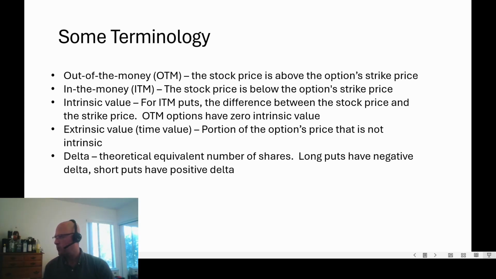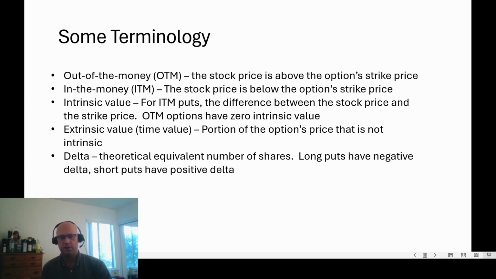And the last term that we'll probably use is delta. I have videos on how to calculate delta elsewhere on this channel, but for the sake of this video, you can think of delta as the theoretical number of equivalent shares of that underlying stock. So if an option has, for example, 30 delta, it means you're long 30 shares of stock. And if it has minus 30 delta, it means you're theoretically short 30 shares of stock. And with options, those deltas change depending on what the price of the stock is.